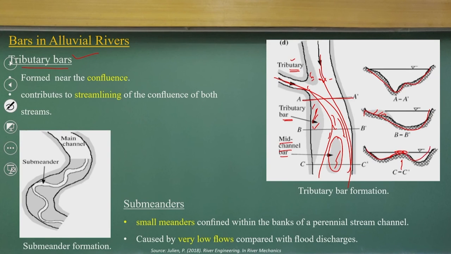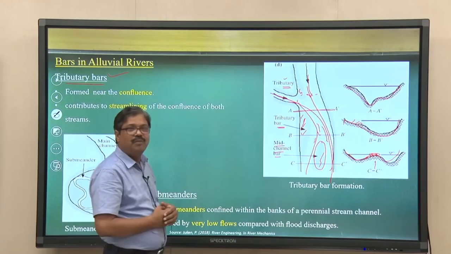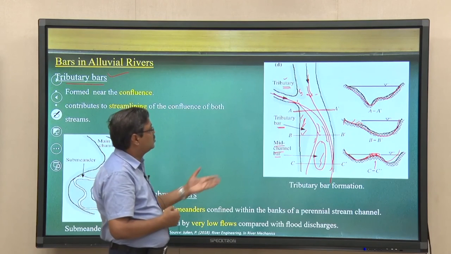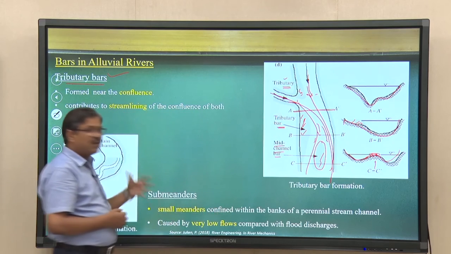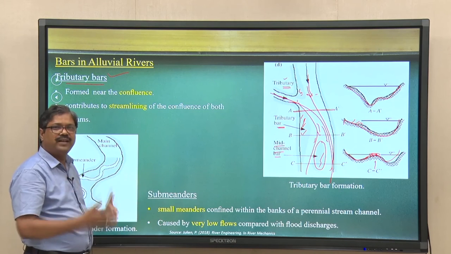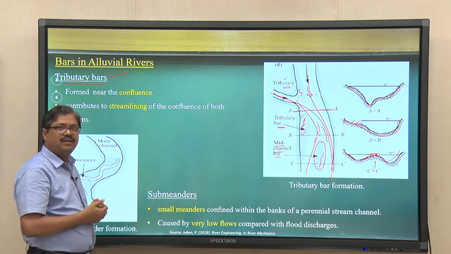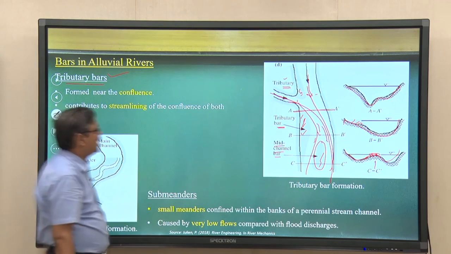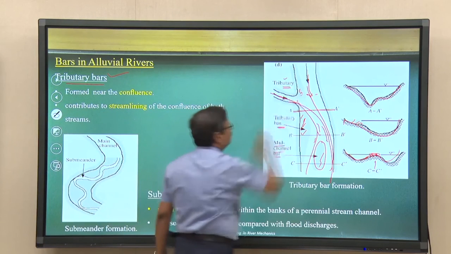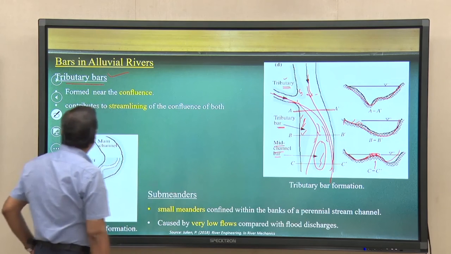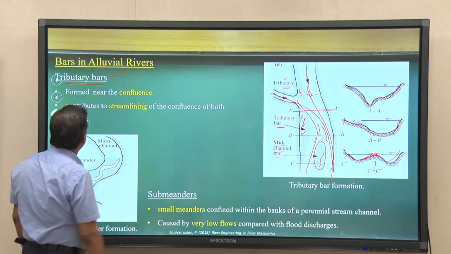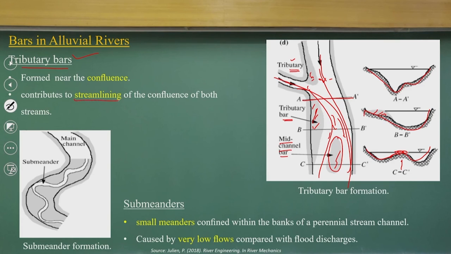So, two channel formations are there. That is tributaries, and sometimes we can have middle channel bar formations. The tributary junctions can have these conditions. We should try to understand how the flow and sediments, the erosions or depositions, are happening at the confluences of the river and the tributary in the alluvial zone. Not only that, this is the confluence and streamlining of both the streams.